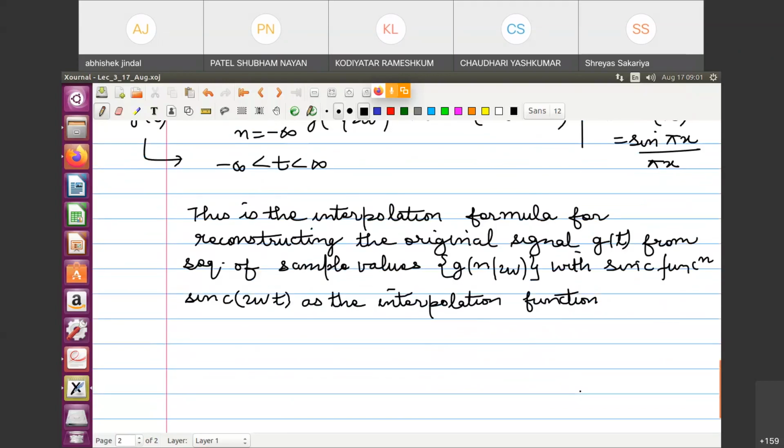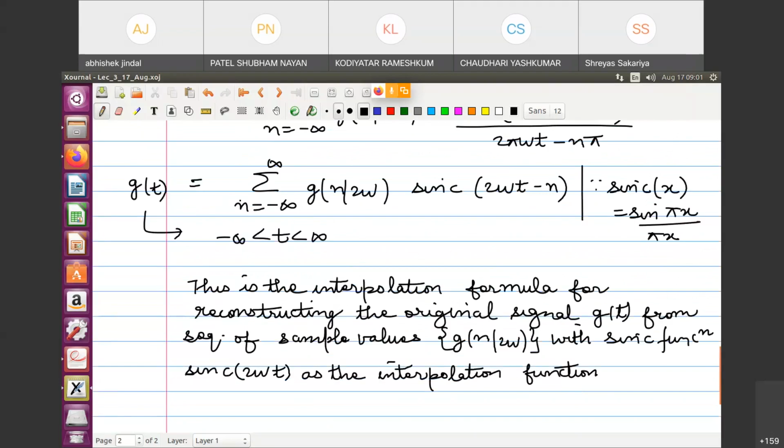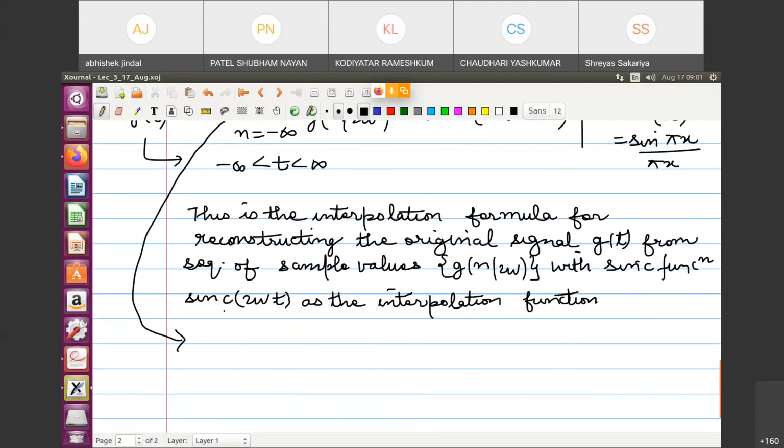Now, if we look at this equation, what we are doing is, let me write it down, you delay the sinc by an integer number.